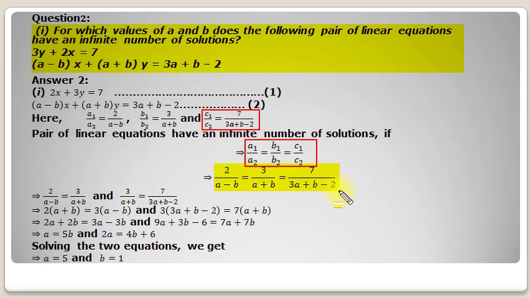Now, since all three things are equal to one another, we can take any one of the values equal to another one. Here, what we are doing is taking 2 upon a minus b equal to 3 upon a plus b. Then in the second attempt, we are taking 3 upon a plus b equal to 7 upon 3a plus b minus 2. You can see here.